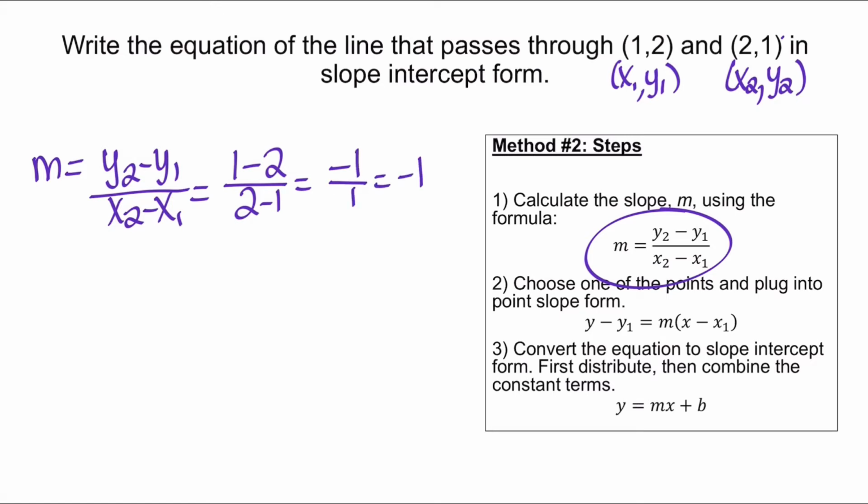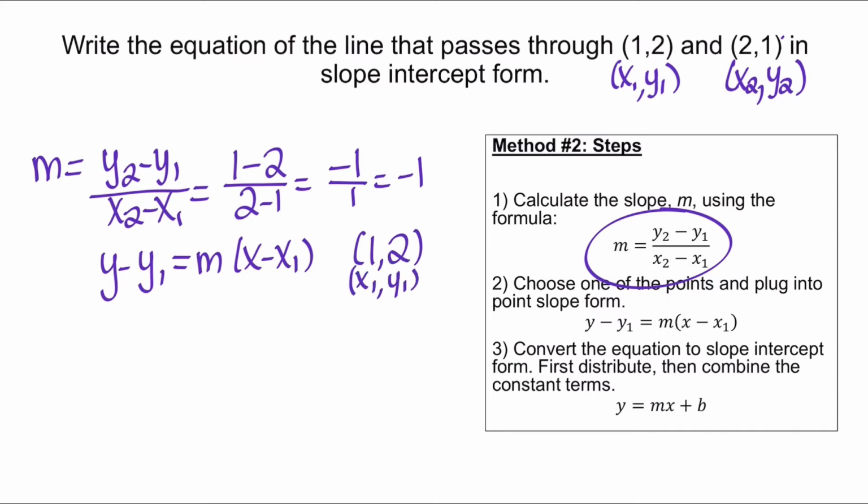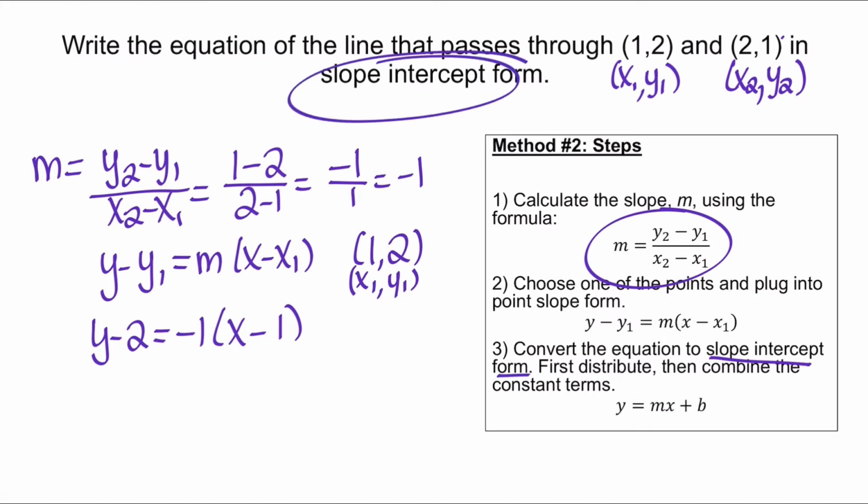So now I'm going to plug into point-slope form: y minus y1 equals m times x minus x1. For this formula, I'm going to have to pick one of my points. I'm going to pick 1, 2, and call that x1, y1. When I plug in now, I get y minus 2 equals negative 1 times x minus 1. Now I need to convert my equation to slope-intercept form, because notice that the problem asks for slope-intercept form. So I need to convert from point-slope form to slope-intercept form.